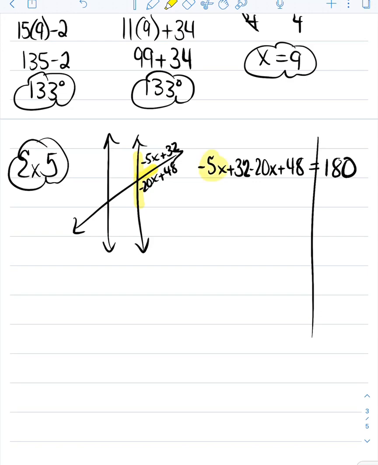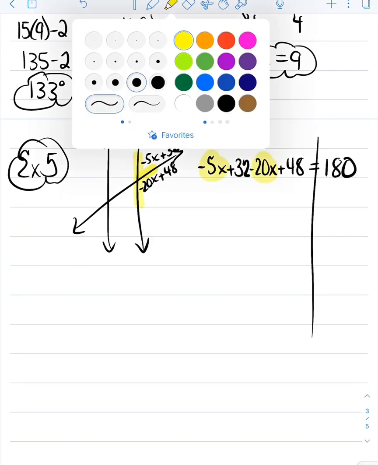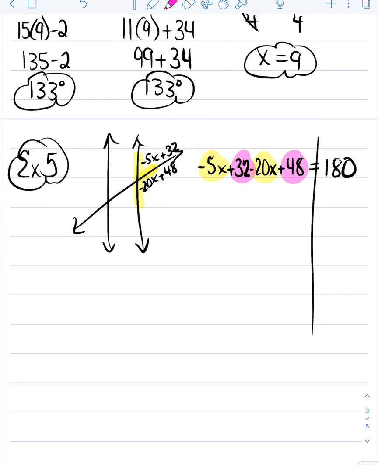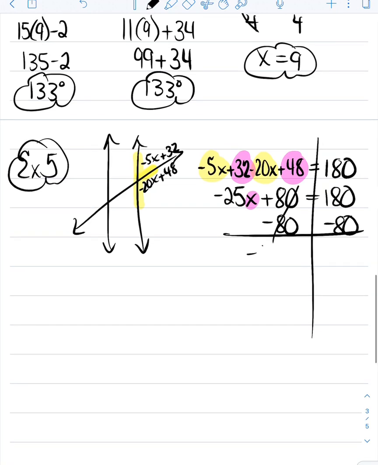So first, I need to combine like terms. If you haven't noticed, we are now putting angle relationships and solving equations together. So negative 5x minus 20x is negative 25x. 32 plus 48 is 80 equals 180. So next I need to subtract 80 from both sides. So I get negative 25x equals 100.